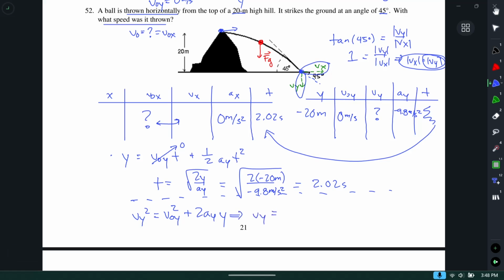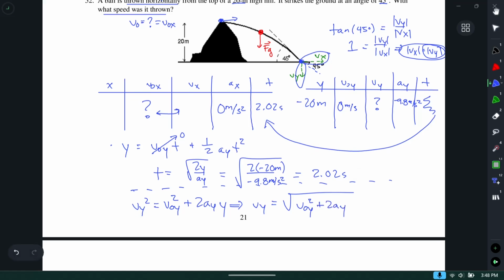So Vy is the square root of the initial Vy squared plus 2ay. Oh, I'm missing a little subscript. And the initial y is still 0, so I'm really just calculating the square root of 2a and then y. And this is where that negative in the negative 20 becomes important, because otherwise you'd be taking a square root of a negative number and get very concerned about why that's happening.